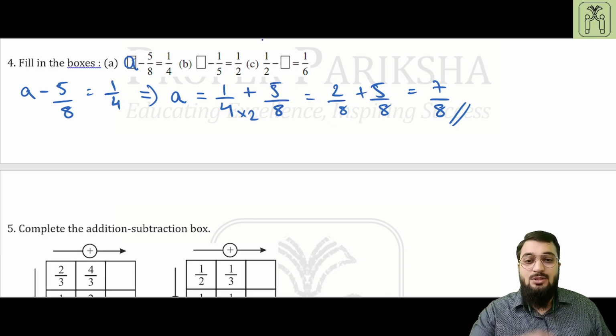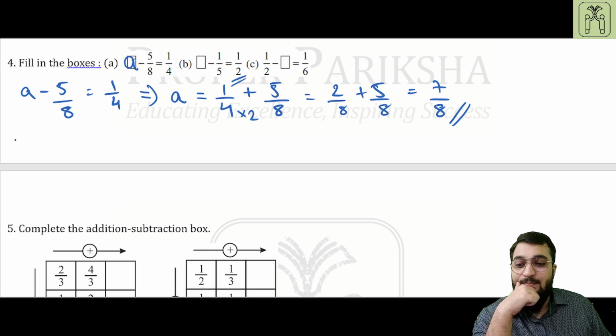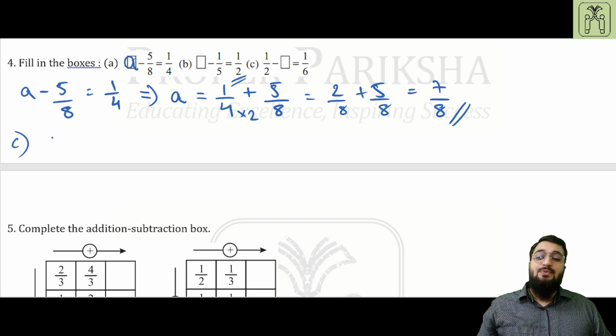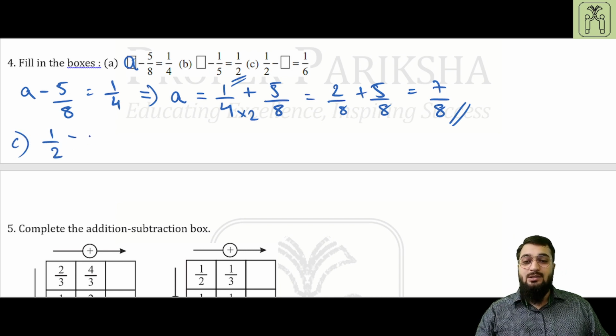I hope you understand, and this will be the answer. Coming to another question, this question is also similar, part B, so we'll go for part C. So part C will be done. 1 upon 2 minus unknown, that is A, is equal to 1 upon 6, and therefore you will have to take the A as a positive.